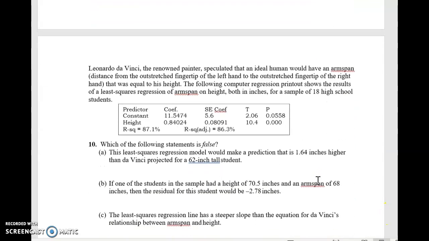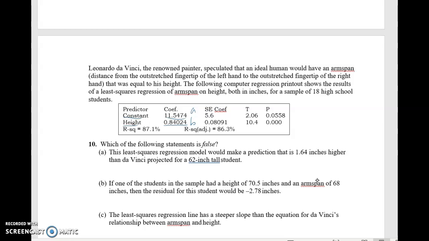All right. Now we're on to question number 10. This is the one that kind of requires a little bit of extra information. So we are looking at computer regression, okay? See where it says constant? That's A. See where it says predictor height, and it says a coefficient, that's B. The coefficient is the coefficient of the constant. The coefficient of height is B.